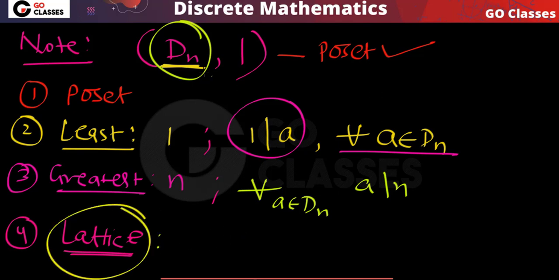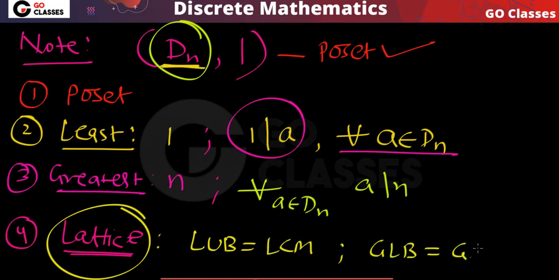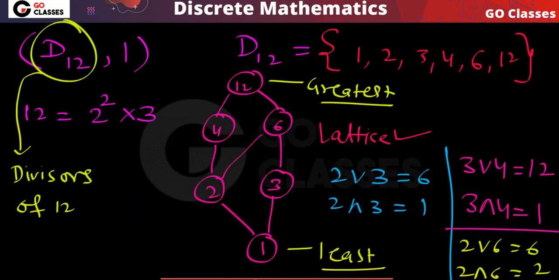Why? Because if you take any two divisors of n, what will be their LUB? You can notice LUB will be the LCM and GLB will be the GCD. Okay, so this is what you can notice. Very simple point.